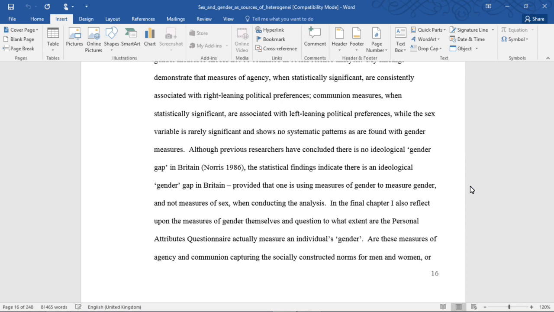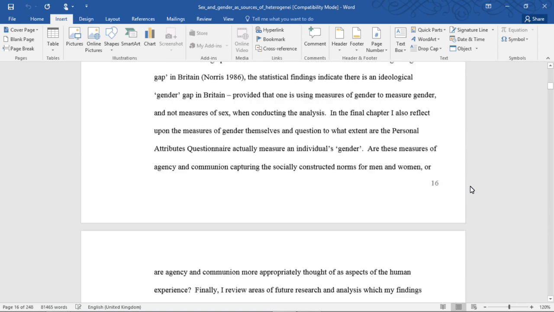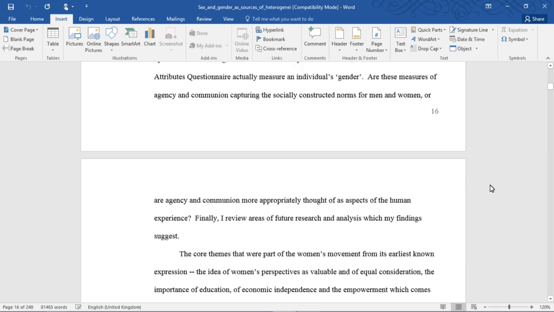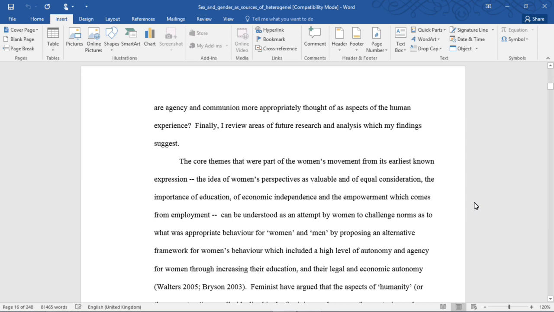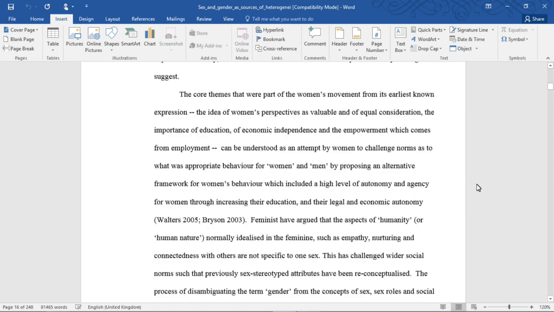In the final chapter, I also reflect upon the measures of gender themselves and question to what extent the personal attributes questionnaires are actually measuring an individual's gender. Are these measures of agency and communion capturing the socially constructed norms for men and women, or are agency and communion more appropriately thought of as aspects of the human experience? Finally, I review areas of future research and analysis which my findings suggest.